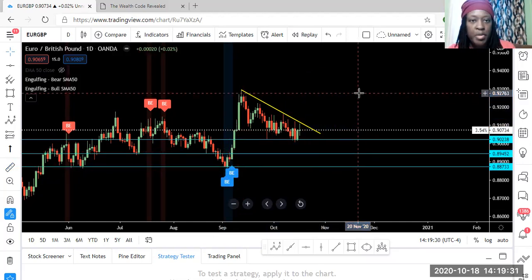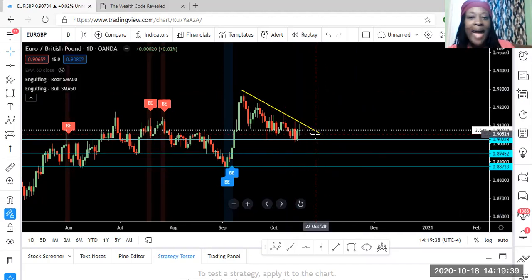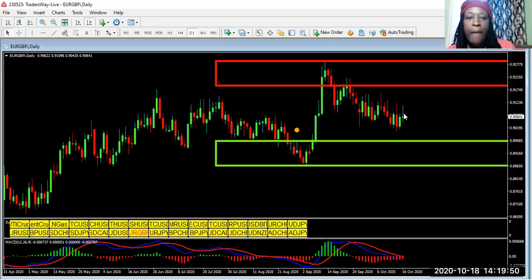Roughly about 200 pips. Now I'm going to show you the power of the simplicity trading system and why you just really need to have it. Now I just did that naked charting. Now let's go to the trading system, the simplicity trading system. Same thing. We're on the daily EURGBP.